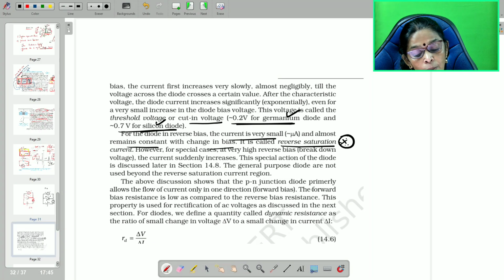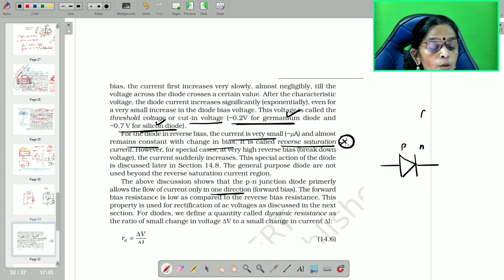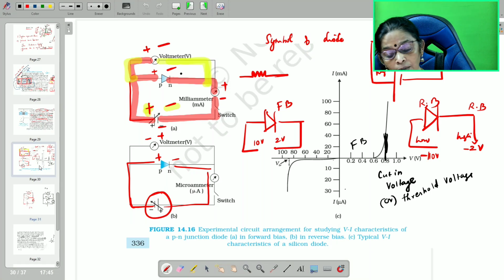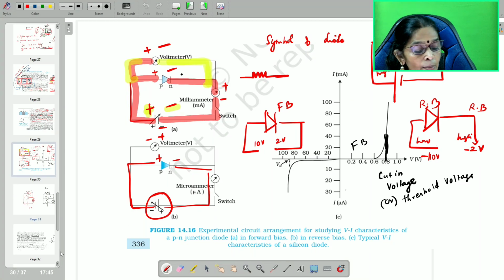The above discussion shows that the PN junction diode primarily allows the flow of current only in one direction. So therefore you can say that the PN junction diode conducts only in forward bias. You may be asking about reverse bias: it is very small, negligible. You can see the reverse bias current is in microamps, and that is very negligible.